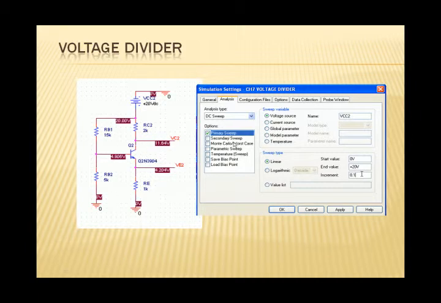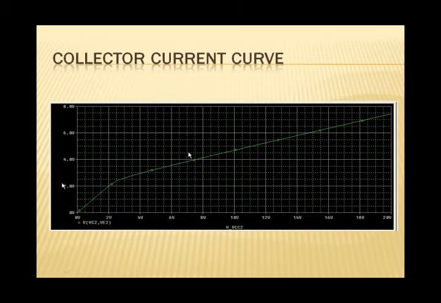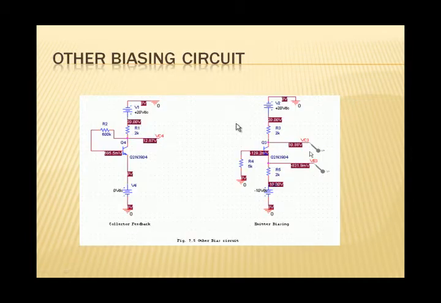Now the voltage divider is another type of circuit which is used for amplification. Here we give the primary sweep from 0 to 20 to VC2, this parameter. Now we generate a collector current curve. This is the curve, and we analyze another circuit like collector feedback. In this, the collector is given feedback, VC4, at the emitter biasing. So this is the emitter of the circuit, and we give the biasing.